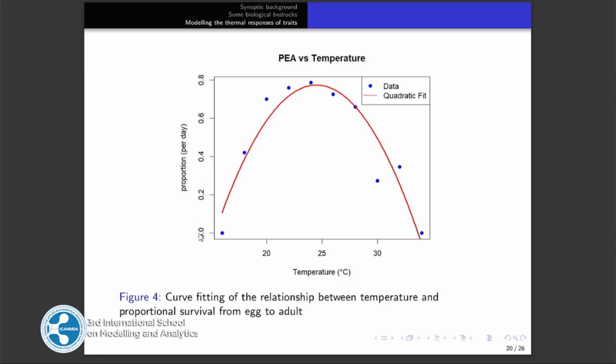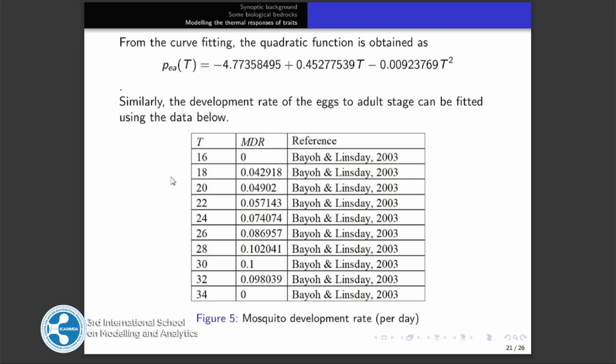That is the relationship. If you want to represent that relationship, you want to say that the proportion, which is dependent on temperature, is a function depicted with a quadratic equation, and that is what you are seeing there. That the PA of T, that is the probability of surviving from egg to adult, a function of temperature, is given as this. So what you are seeing here as the function is the red curve that you saw in the previous slide.